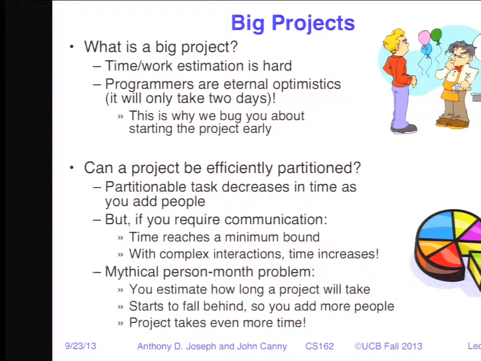So Brooks coined the mythical person-month problem. There's a book that he wrote about the IBM OS/360 design and how he watched the amazing debacle that it was, taking almost a decade with like 1,000 programmers to deliver this operating system with like 1,000 bugs when it shipped. That was known bugs. And the problem is you estimate how long a project's going to take. Right? And immediately you start to fall behind. So you add more people. But instead of taking less time, it ends up taking even more time.